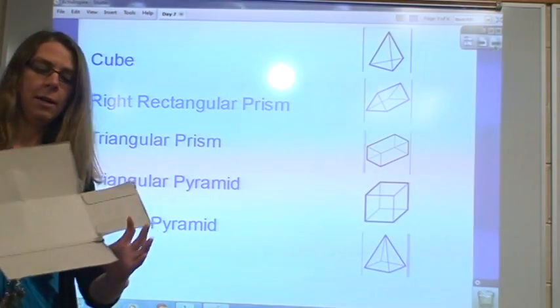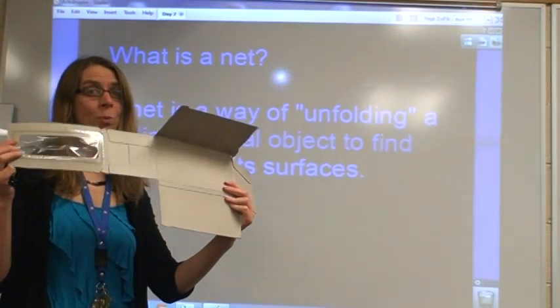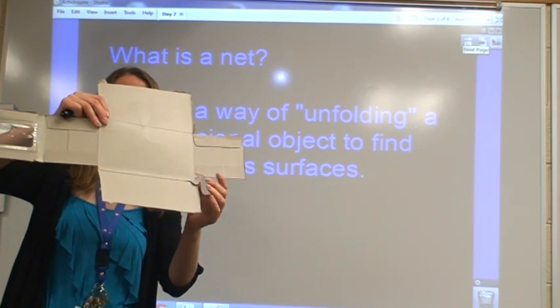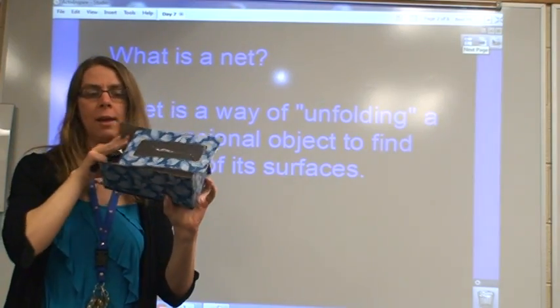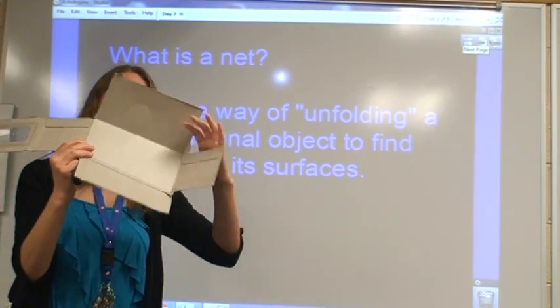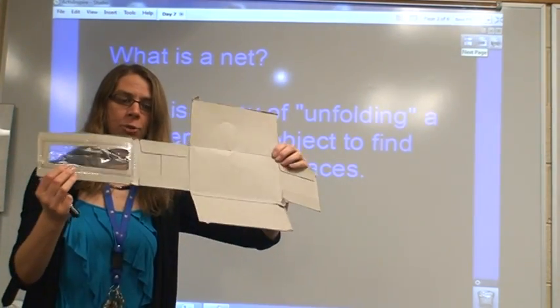So what I have here is a net, and with this over here, you may be able to guess what it is a net of. But if you look, this is a net of a Kleenex box, because I can take it and actually fold it back into its shape. So this is a net. It's what it would look like if I unfolded this three-dimensional object.